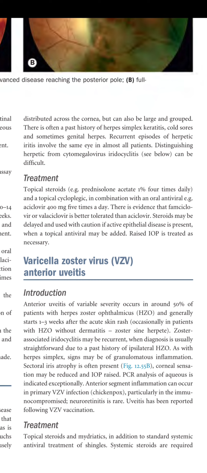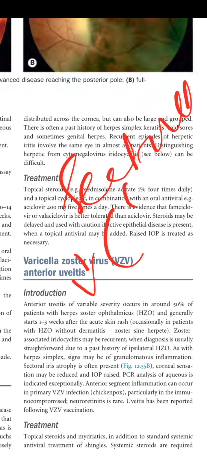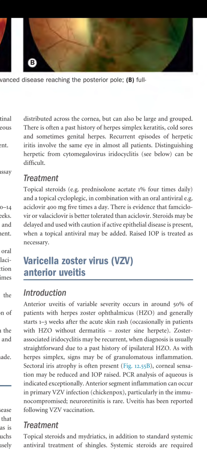Zoster associated iridocyclitis may be recurrent, and the diagnosis is usually straightforward due to the past history of the ipsilateral HZO. So it is a recurrent uveitis. As with herpes simplex, signs may be of a granulomatous inflammation. Sectoral iris atrophy is often present, corneal sensation may be reduced, and IOP is raised. So some of the findings are going to be sectoral iris atrophy, reduced corneal sensation, and raised IOP. PCR analysis of aqueous is indicated exceptionally.